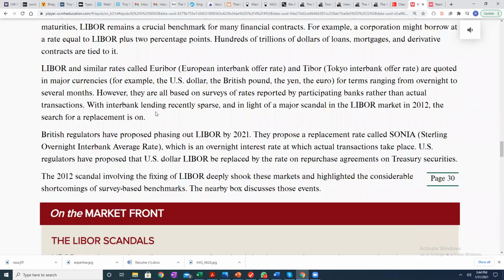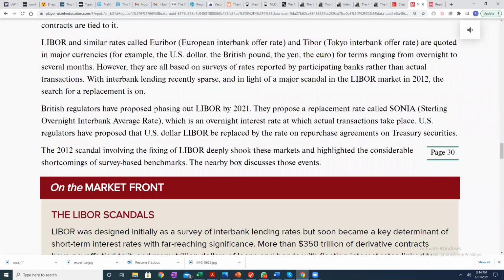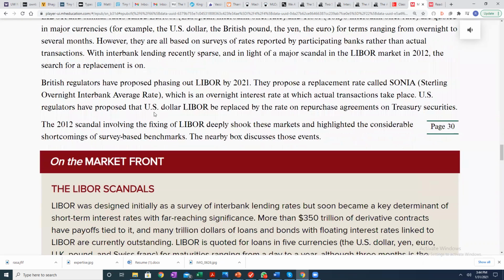There is something called Euribor, the European Interbank Offer Rate, or Tokyo Interbank Offer Rate, and they're quoted in major currencies like dollar, pound, yen, euro. British regulators are proposing phasing out Libor by 2021, replacing it with SONIA, the Sterling Overnight Interbank Average Rate. US regulators have proposed that US dollar Libor be replaced by a rate on repurchase agreements on Treasury securities. So Libor is slowly going away. The 2012 scandal involving the fixing of Libor deeply shocked these markets.